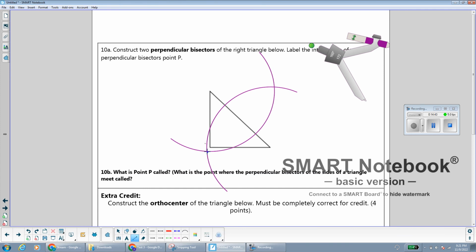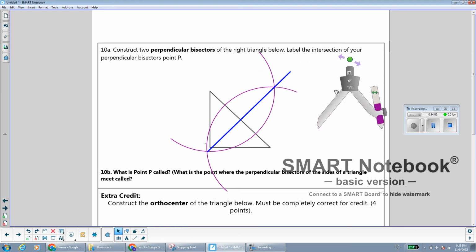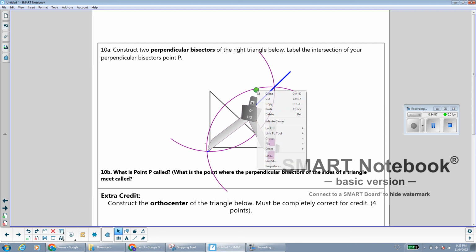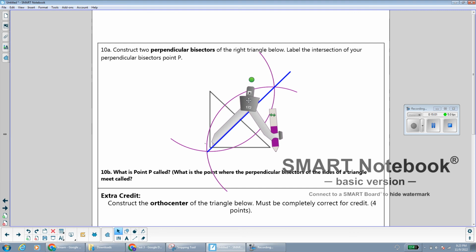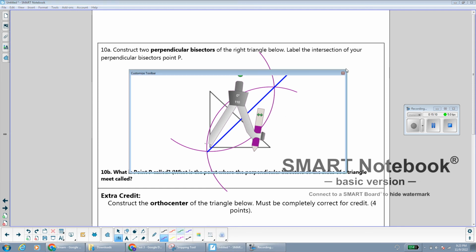Once I draw a line through my intersection points with my straight edge. Okay, now we just have to do one more perpendicular bisector to any of the other sides. So I guess I'll just do the base of the triangle, the bottom. So I'm just going to put my compass point on one of the endpoints. I'm going to open up to more than halfway down, but the exact distance doesn't matter.